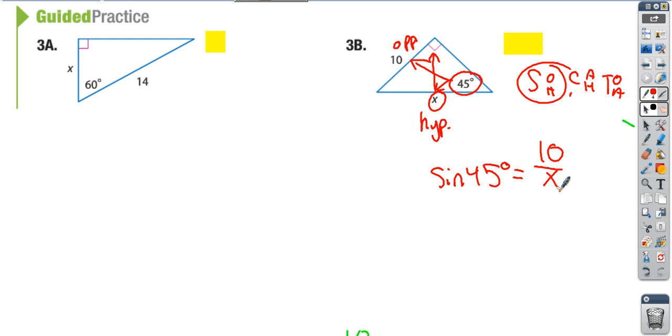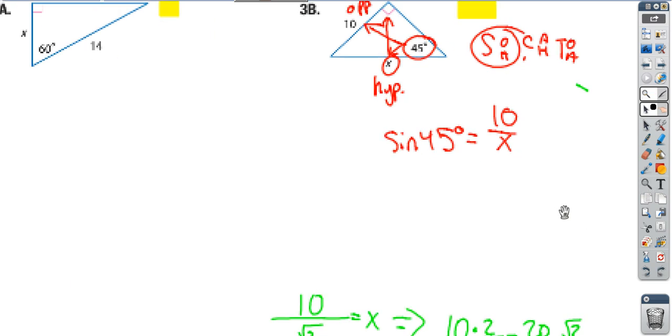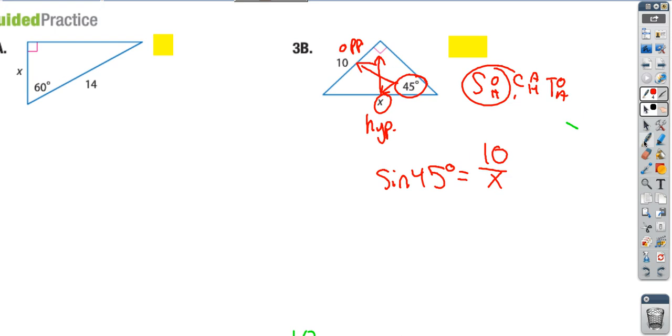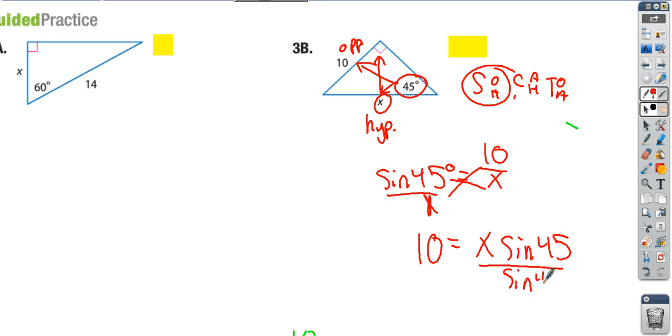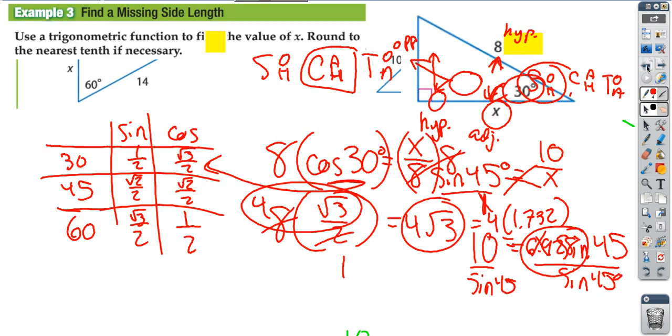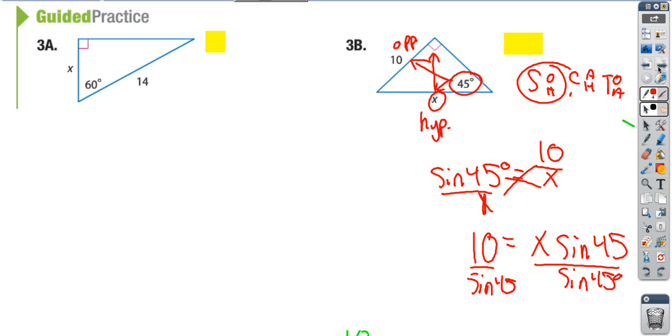Okay, now here's the problem. We don't have x on the bottom anymore like we did before. So what we need to do is basically do this. We could cross multiply right here. That's a 1. If we cross multiply, we would have 10 times 1 is 10 equals x times sine 45. Now we can divide by sine 45. And in that chart that we talked about before, the sine of 45, let's go back a page. Sine of 45 is radical 2 over 2.